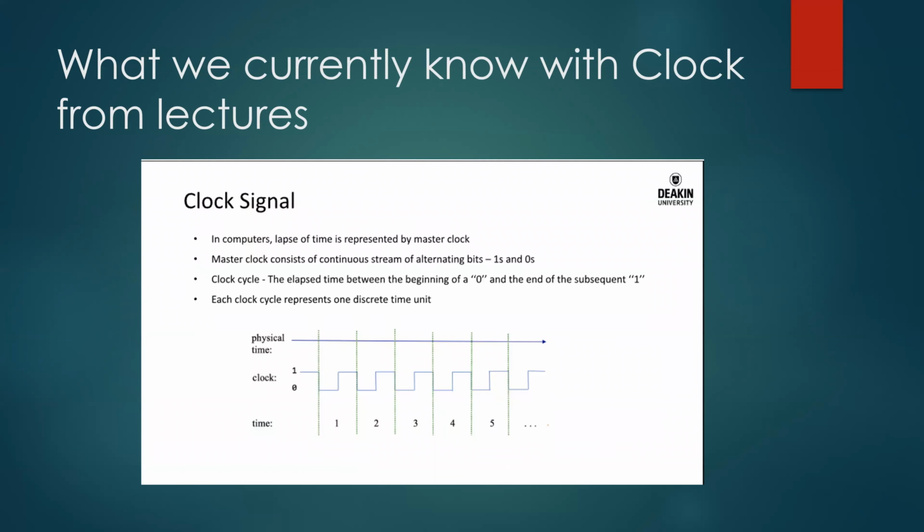So let's talk about clock signal. I'll just give a brief overview of everything we did in the lecture. We first discussed the clock signal and how the master clock is dictating the lapse of time, and the master clock has streams of alternating zeros and ones. Then we briefly discussed the clock cycle, which is the time of the beginning of the clock. So the beginning of the clock is 0 and then the clock is 1. And the clock cycle will be further discussed in my video. I'll build more upon it.